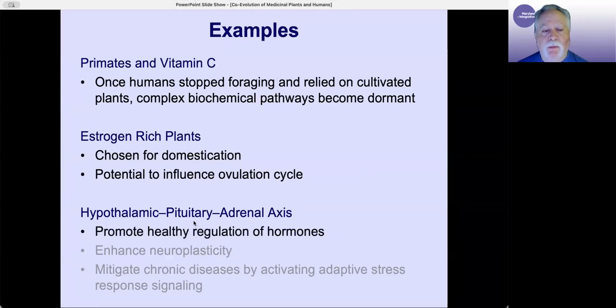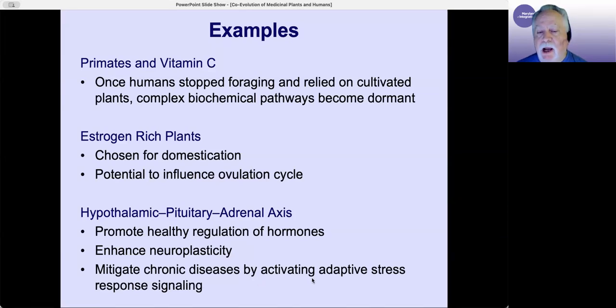This other hypothalamic pituitary adrenal axis, we refer to these in many respects as adaptogens today. They go by a number of names: tonics, tropical restoratives, in Ayurveda, the rasayanas. But they tend to promote healthy regulation of hormones. They tend to enhance neuroplasticity, the ability to learn, to remember material, to innovate. And they tend to mitigate chronic diseases by actually activating what we call adaptive stress response signaling.